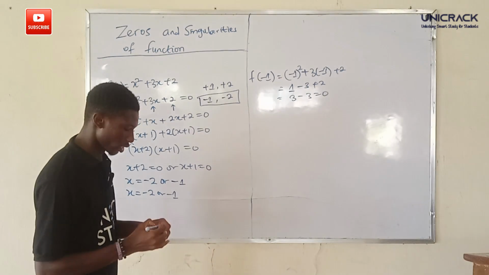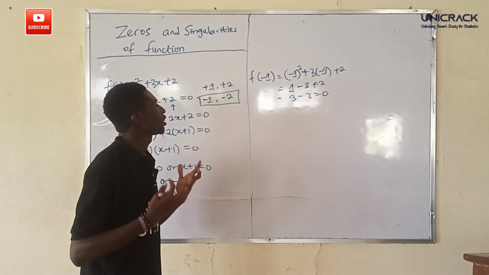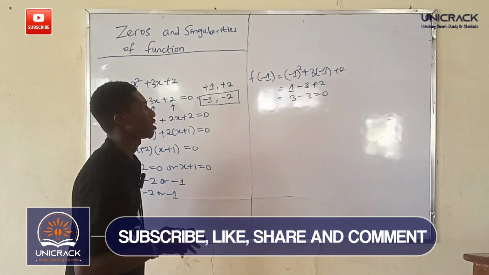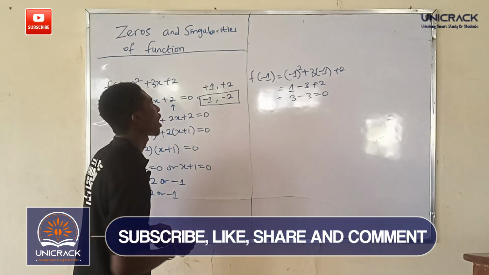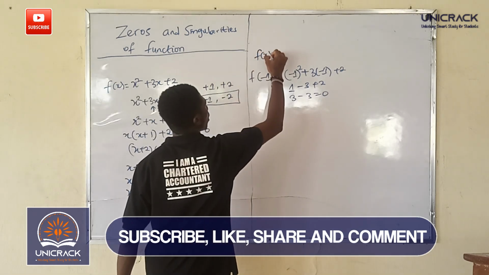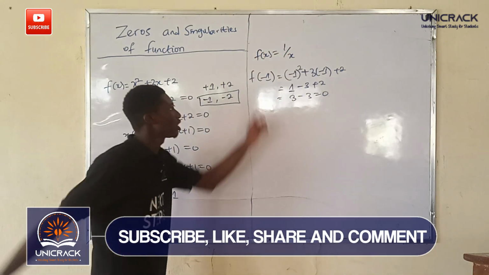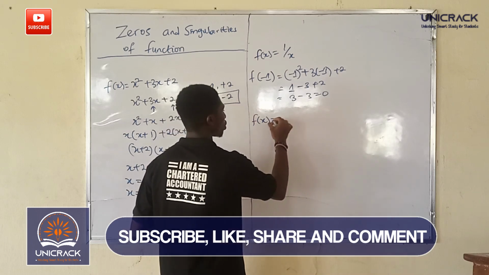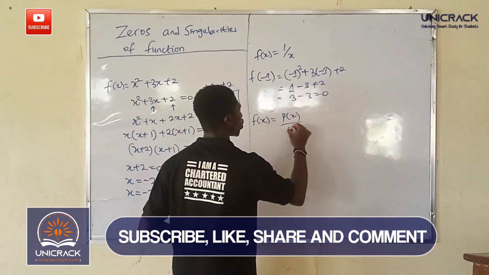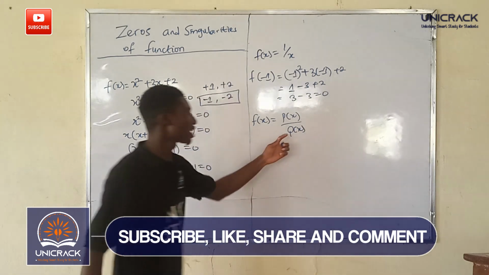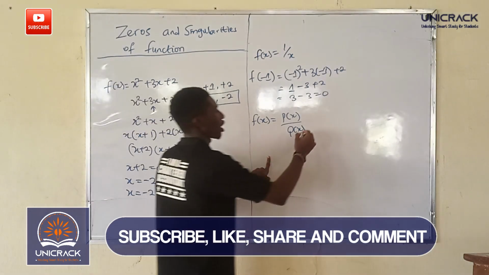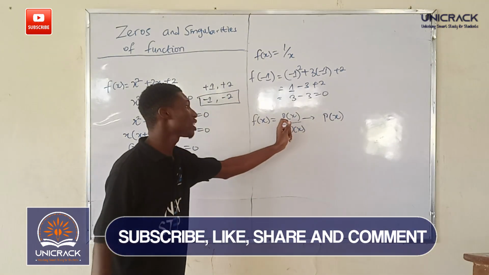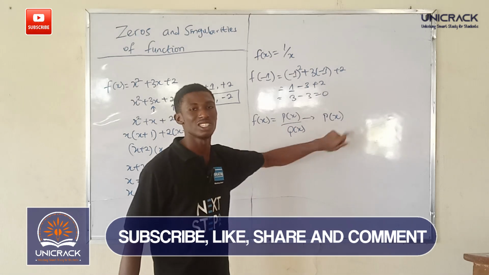Now, if given a rational function, when I say a rational function, I mean a function that is in the form of what? Fraction. So if I have a function f of x equal to 1 all over x, this would be a rational function. So given a rational function, let's say f of x, which is equal to p of x over q of x, the zero of this function is p of x. So p of x, or the values of x that make p of x equal to 0, is the zero of the function.